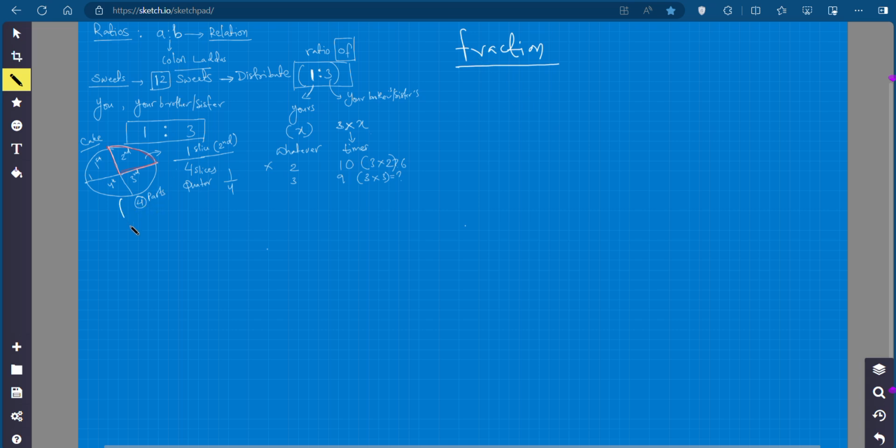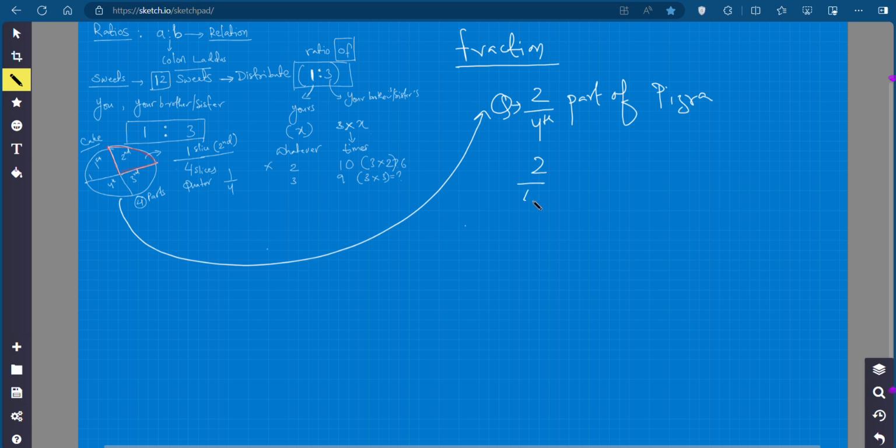Now, continuing this pizza example, if I ask you to give me 2 by 4th part of pizza, imagine you have a pizza already cut into 4 parts. If I ask you to give me 2 by 4 parts of pizza, how many slices would that be? So focus on each word. Your question has the answer. How? 2 by 4, write it like this.